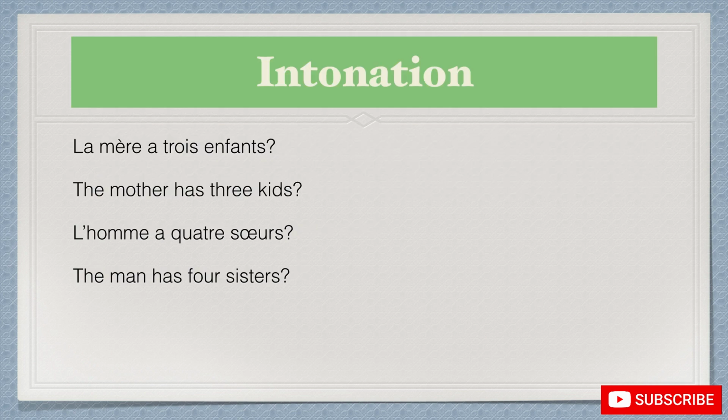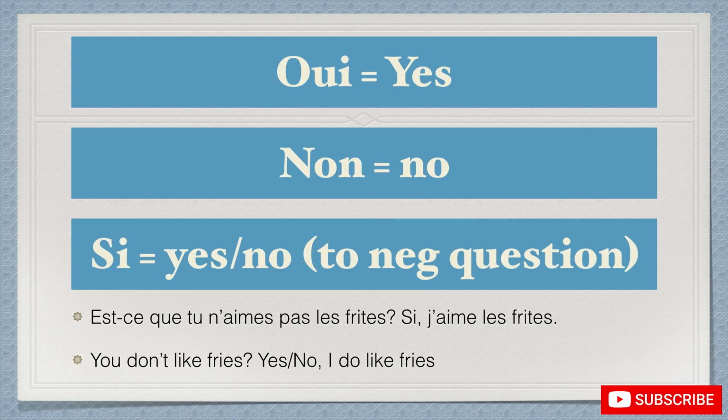And then finally we have intonation, just like we do in English. So for example, la mère a 3 enfants. The mother has 3 kids. So you sort of raise your voice at the end to notify that it's a question. So l'homme a 4 sœurs. The man has 4 sisters. So those are the 4 different ways to make yes or no questions. So we'll talk about now how to answer those questions.